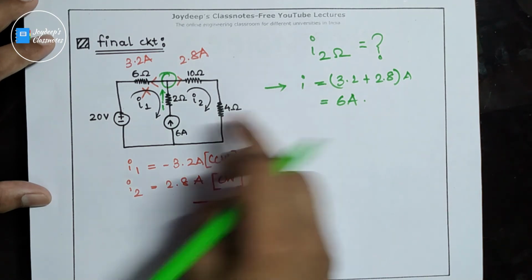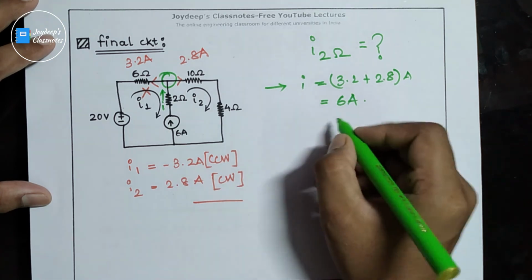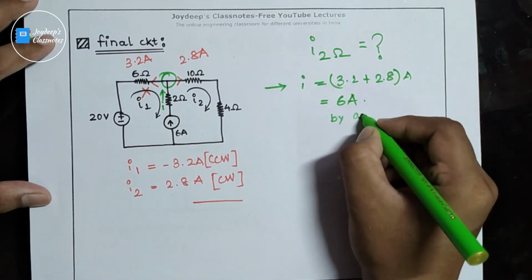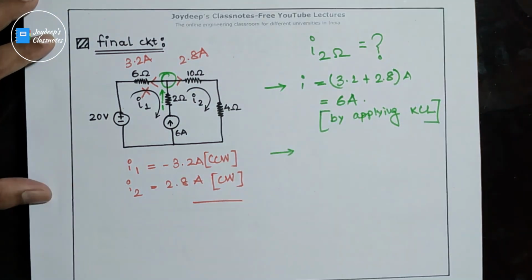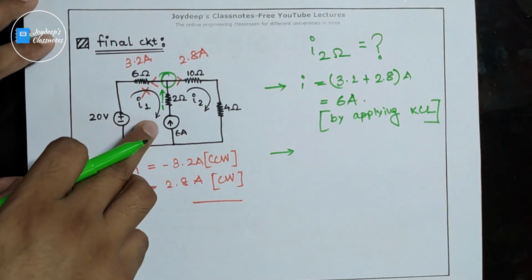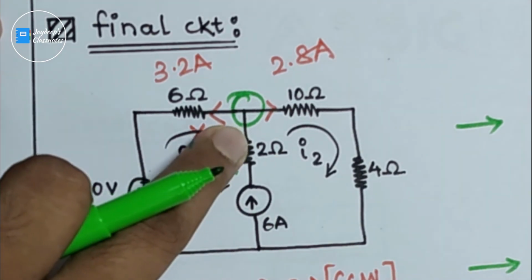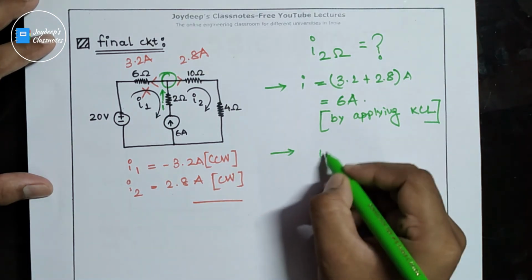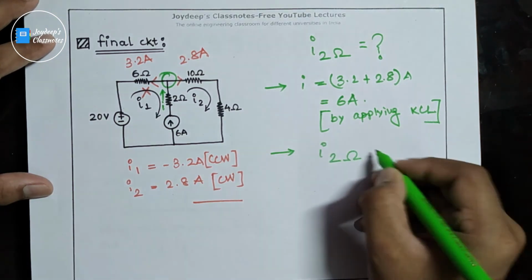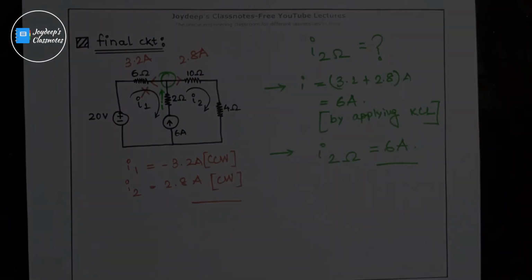So this is process 1. You can find the value of current flowing through this 2 ohm resistor in this way, by applying KCL. Or if you look closely at this branch, you can easily see that this 6 ampere current is flowing through this branch just by looking at the circuit, right? So you can easily say that the current flowing through this 2 ohm resistor is 6 amps. Fine? Hope you understand that.